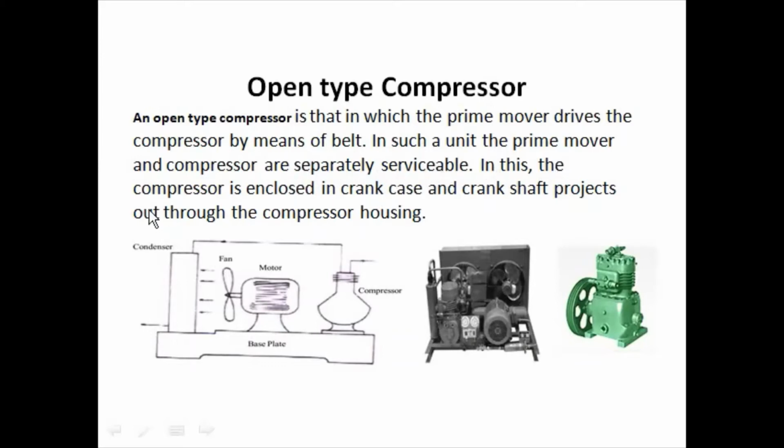In this, the compressor is enclosed in a crankcase and the crankshaft projects out through the housing. As you see, this is the construction of the open type compressor. There is a separation of the components. The components are not constructed in the same housing, they are separated. That is what is called an open type compressor.